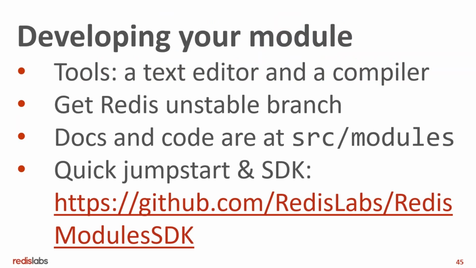To develop your own module, all you need, in terms of tools, is your favorite text editor and a compiler. As I've shown you earlier, you'll need a C compiler if you're working in C, or a C++ compiler if working in C++, and so forth. The next thing you want to do is grab Redis from the unstable branch. This branch has support for modules, and then read everything under the src/modules directory. This has the API's documentation, a few introductory articles on how to implement modules, as well as code examples.